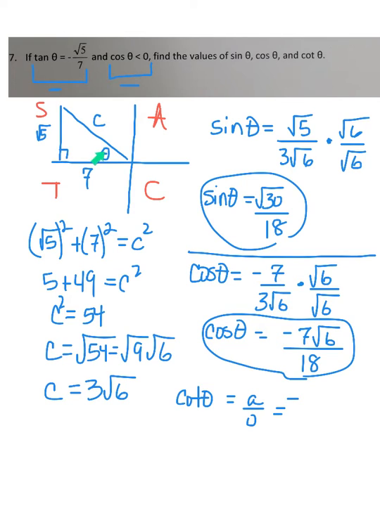So let's go back here. Adjacent is 7 over the opposite, which is radical 5. So I've got 7 over radical 5. Can't have that radical, so let's multiply the numerator and the denominator by that. And let me just squeeze this in down here. So cotangent theta equals negative 7 radical 5 over 5.